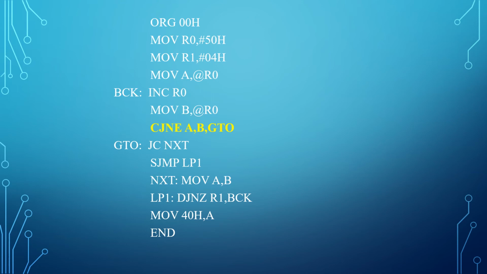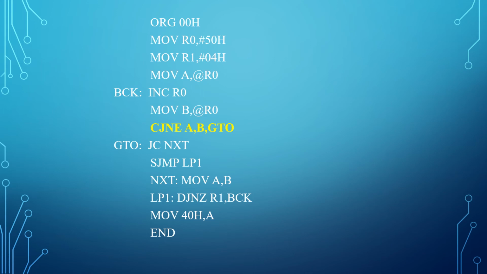Now going back to the instruction JC NEXT. If there is no carry flag, it means that we are safe. We have the largest number in the accumulator itself. So at the label LP1, DJNZ R1, BCK. It means that we will decrement the counter. The DJNZ instruction decrements the contents of register R1, so the counter is getting decremented by 1.